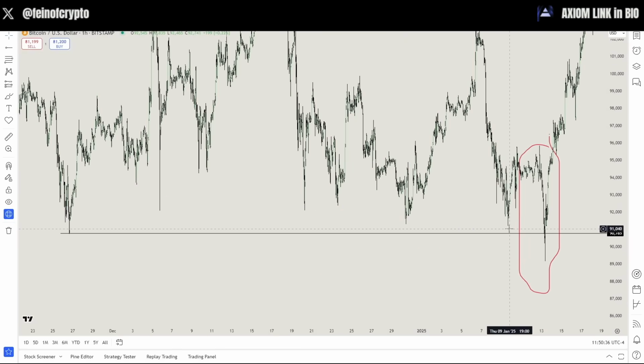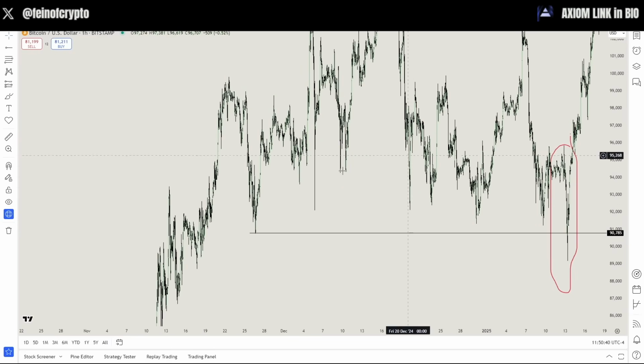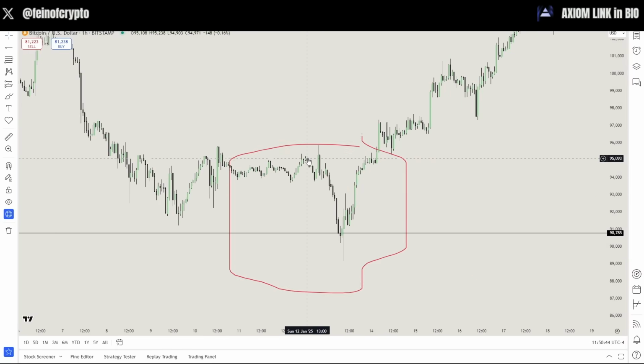Look at all these zones. Stops here, stops here, stops here, stops here, stops here, stops here. It's all stops. Everyone that's buying is putting their stop there. So what do they do? They manipulate it really quick. And look, this is the V-shaped recovery.